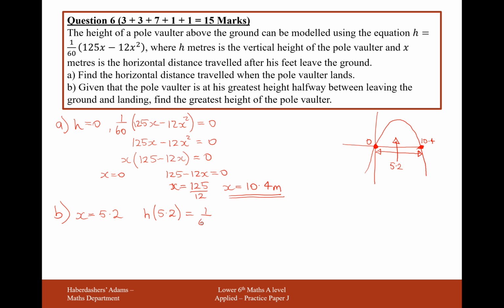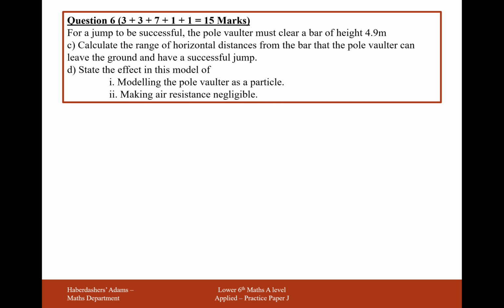So we're going to do 1 over 60 times 125 lots of 5.2 minus 12 lots of 5.2 squared. And this is going to equal 5.42 meters. So effectively, if this were a graph, 5.2 would correspond to 5.42. This is meters high. Okay. Moving on to the next part.